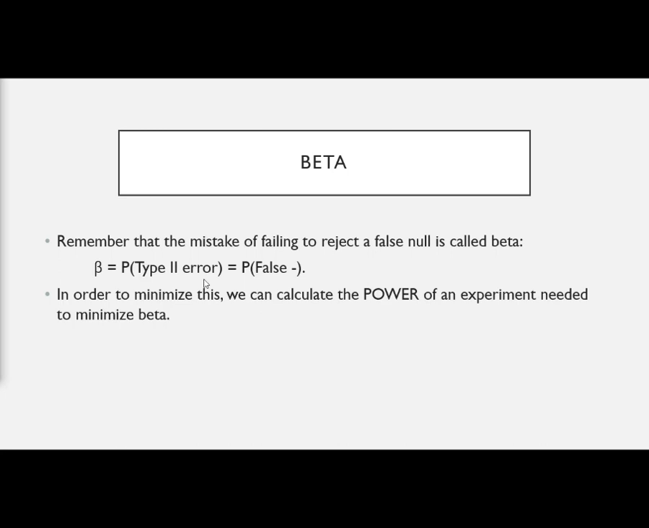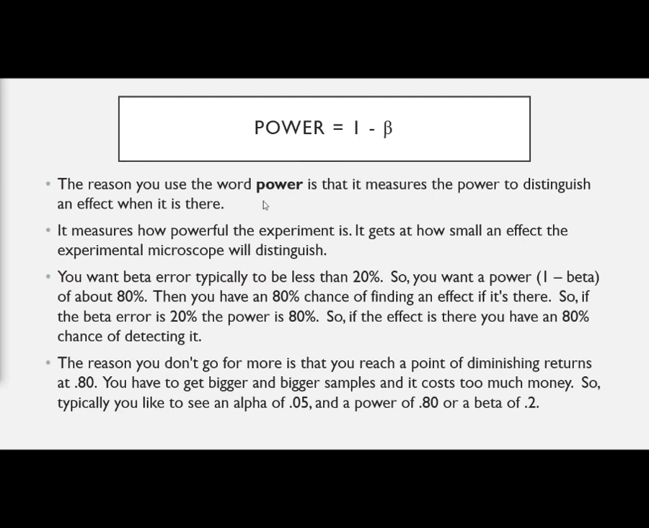All right, and then beta. Remember that beta is the mistake of failing to reject a false null. So the probability of making a type 2 error is the probability of making a false negative. In order to minimize this, we calculate the power of an experiment needed to minimize beta. Power is 1 minus beta. The reason we use the word power is that it measures the power to distinguish an effect when it is there. It measures how powerful the experiment is. It gets at how small an effect the experimental microscope will distinguish.